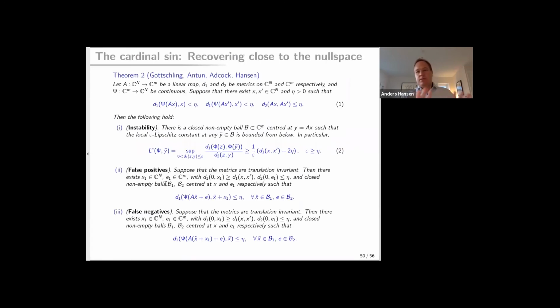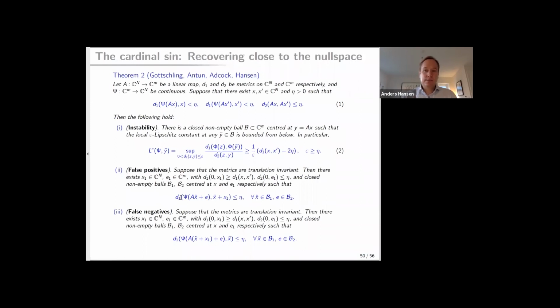So I'm going to show you, and I apologize, if you're a mathematician even, this is hard to read. So I'm not going to do this in detail. I'm going to tell you what it says and what the results are. And what this theorem here says is that if these three conditions here, that may look completely Greek, are satisfied, then your AI for image reconstruction will be unstable. It will produce false positives, and it will produce false negatives.